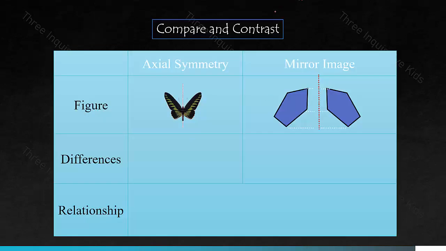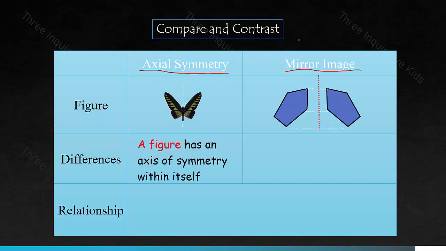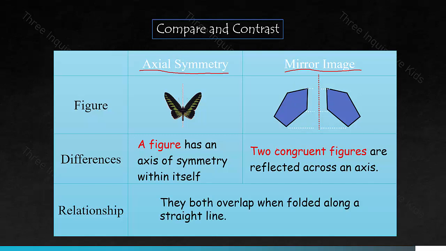I want you to compare and contrast. For example, this butterfly figure has axial symmetry, which means that it has an axis of symmetry in it. And this is actually a mirrored image. I hope you can find the differences between these two figures. A mirrored image is when you take an image and then you draw a line, and then you reflect this image across the line. Of course, these are all having to do with symmetry. The difference is that this figure has an axis of symmetry within itself already. Yet, in the mirror image, two congruent figures are reflected across an axis. So they both overlap when folded along a straight line, and they are both symmetrical, but they are symmetrical in different ways.